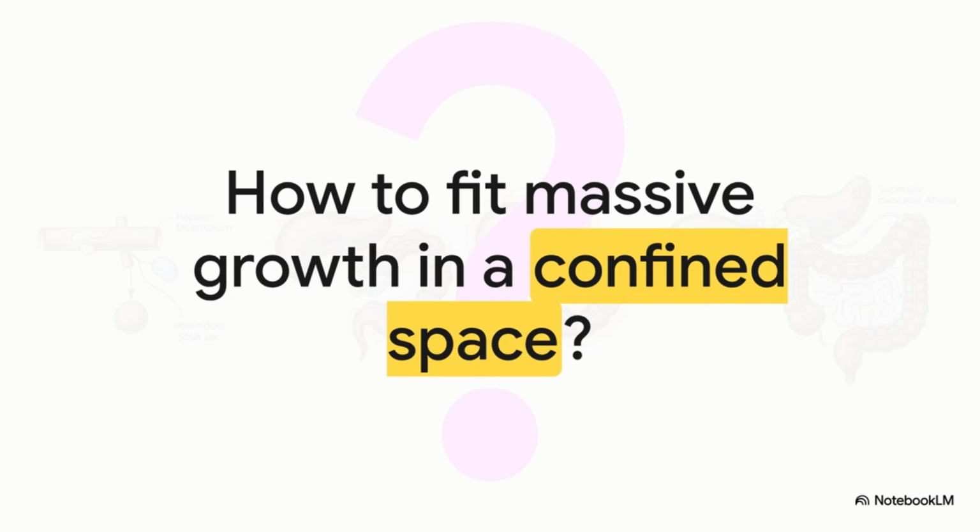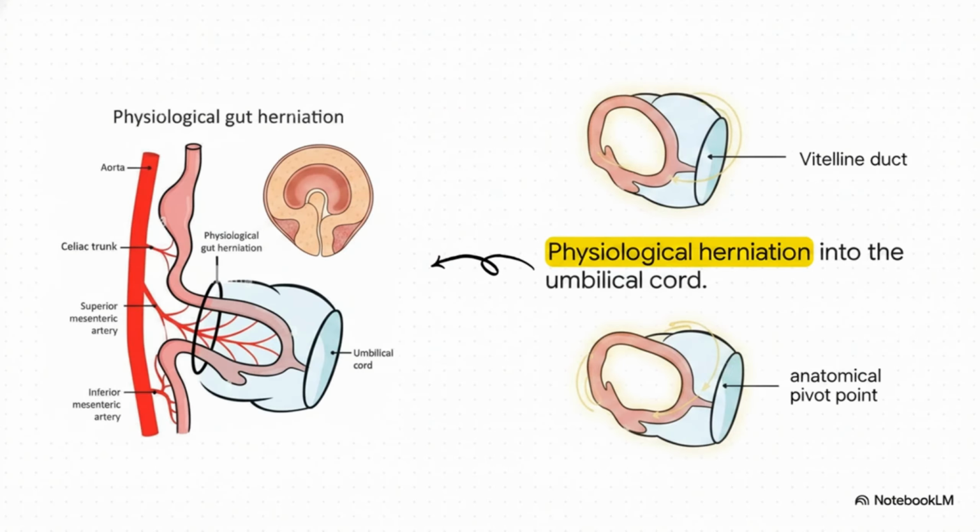The gut tube and its mesentery are elongating so rapidly they form this giant primary intestinal loop. But simultaneously, the liver is undergoing massive expansion, so we have a serious real estate crisis on our hands. How on earth does the developing embryo accommodate all this growth in such a confined, tiny space? Well, this spatial constraint forces a brilliant physiological workaround that is absolutely crucial to midgut development. The embryo's solution to this real estate problem is physiological gut herniation.